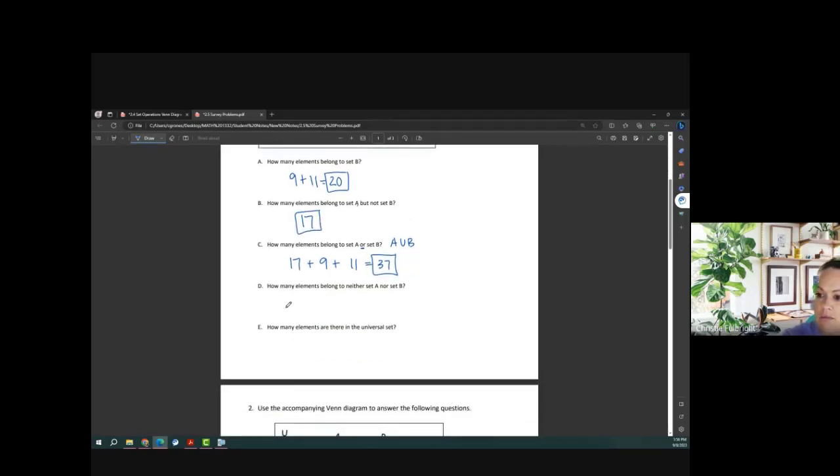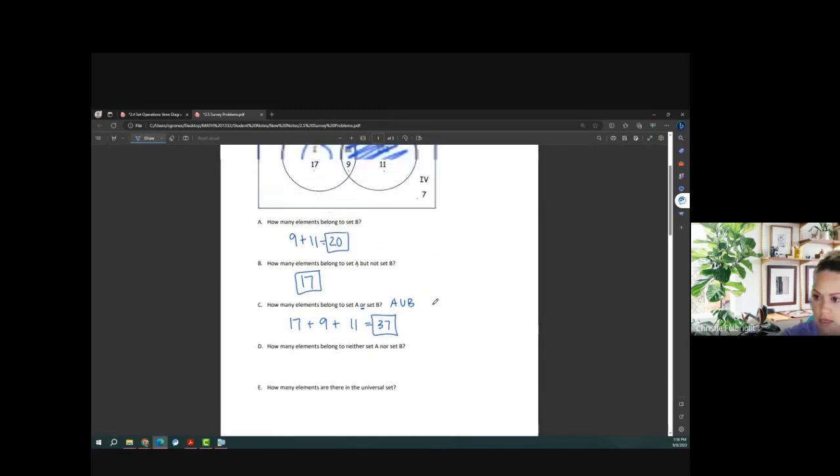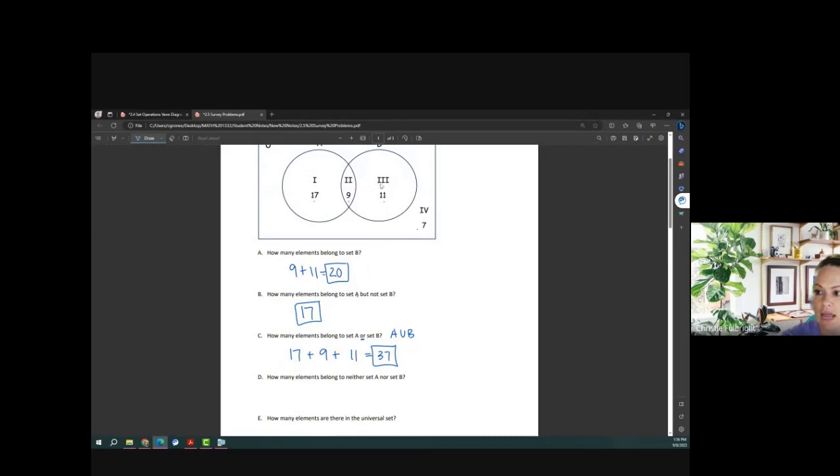D, how many elements belong to neither set A or set B? So we don't want anything in A or B. We're left with 7 elements outside of those sets.